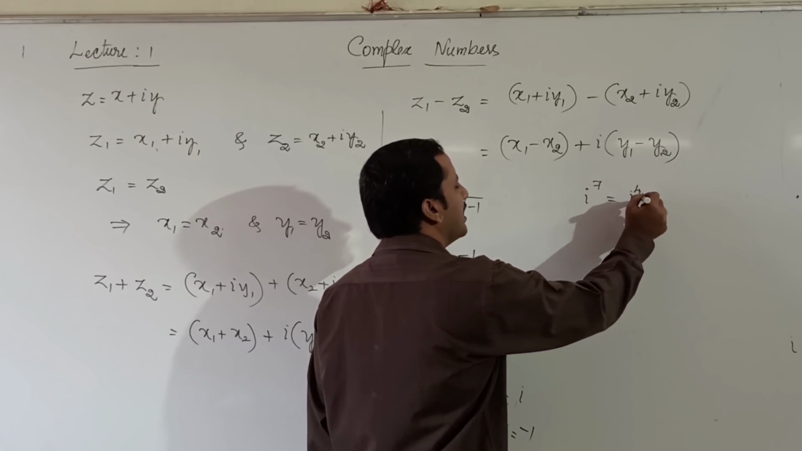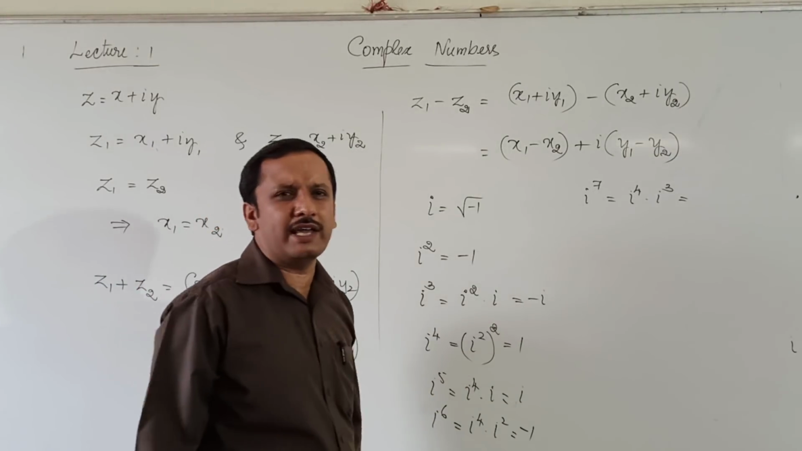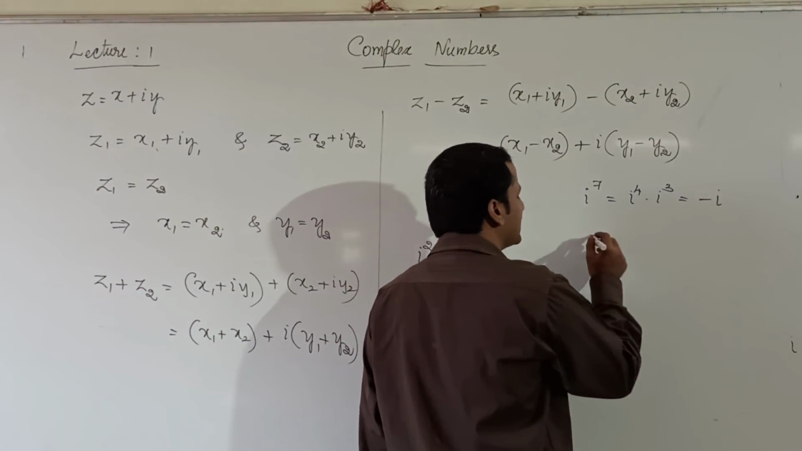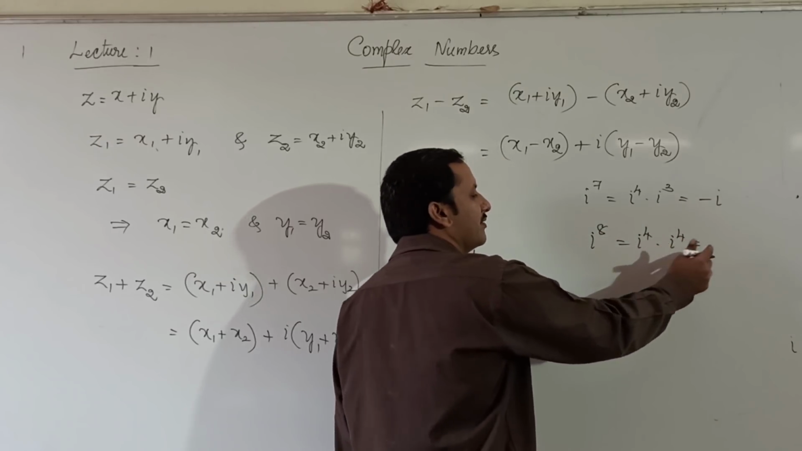i power 7 can be written as i power 4 into i cube. i power 4 is 1 and i cube is minus i. We have already calculated, 1 into minus i will give you minus i. i power 8 can be written as i power 4 into i power 4. i power 4 is 1, 1 into 1 is 1.